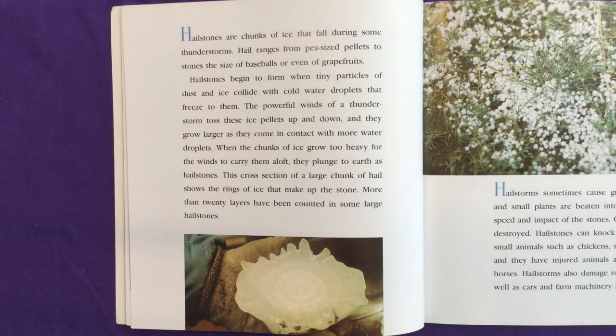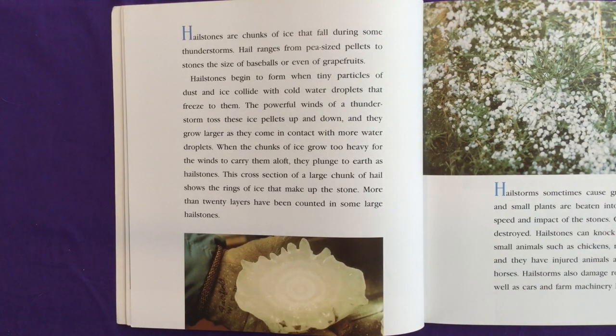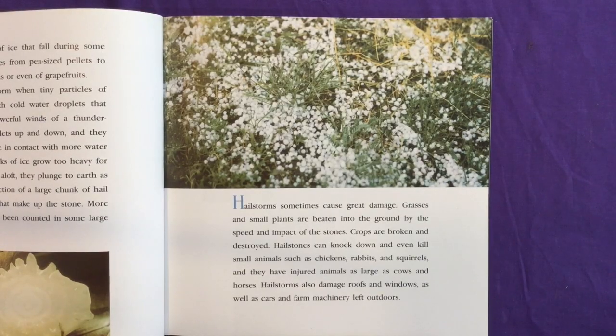When the chunks of ice grow too heavy for the winds to carry them aloft, they plunge to earth as hailstones. This cross-section of a large chunk of hail shows the rings of ice that make up the stone. More than 20 layers have been counted in some large hailstones. Hailstorms sometimes cause great damage.